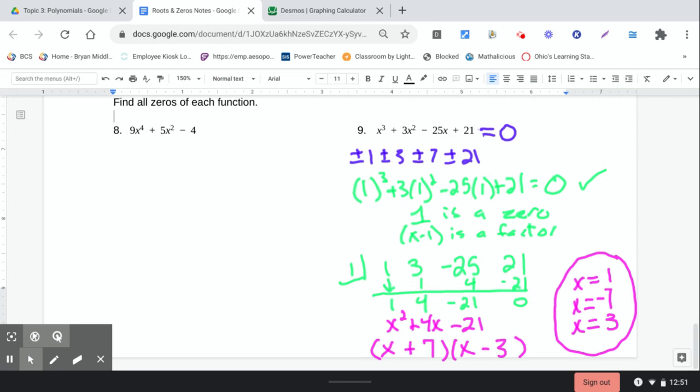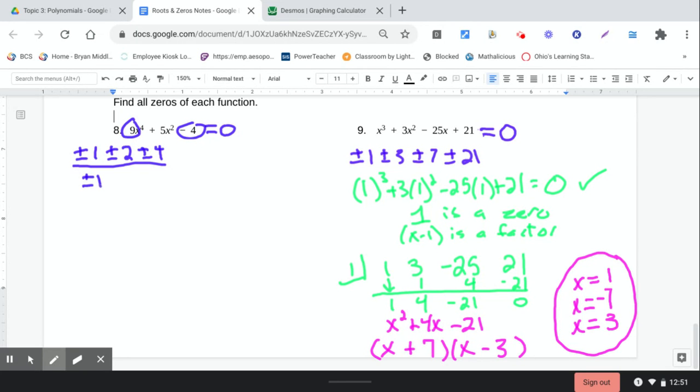Okay, let's do our last one. So we want to find all the zeros of this function. So what we're going to do is list all of the rational zeros, okay? Because this, I don't know if it's factorable. It might be factorable, but we'll try it this way. So our rational zeros are, looking at the factors of that, so 1, 2, and 4. Then we have to divide by the factors of that, which are 1, 3, and 9.